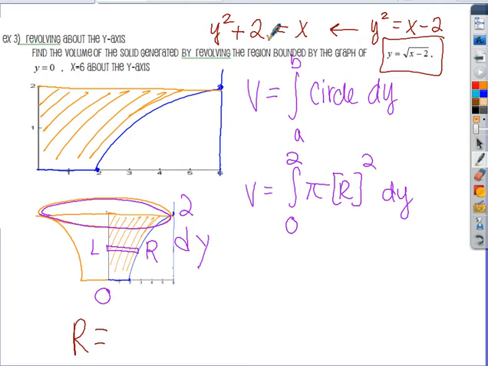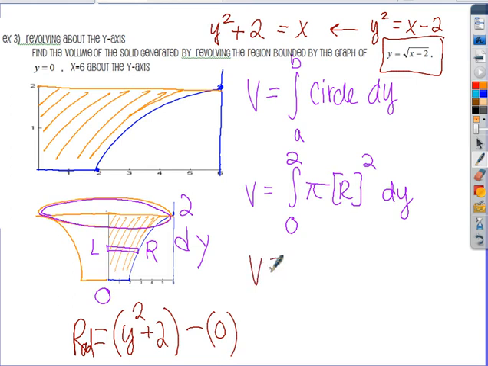Let's try to remember that they're not the same thing. All right, so this here is my radius. And my radius would be the right function, y squared plus 2, minus the left function, which you don't really need, but it's 0. So, therefore, I know that my radius is y squared plus 2, whole thing squared dy.